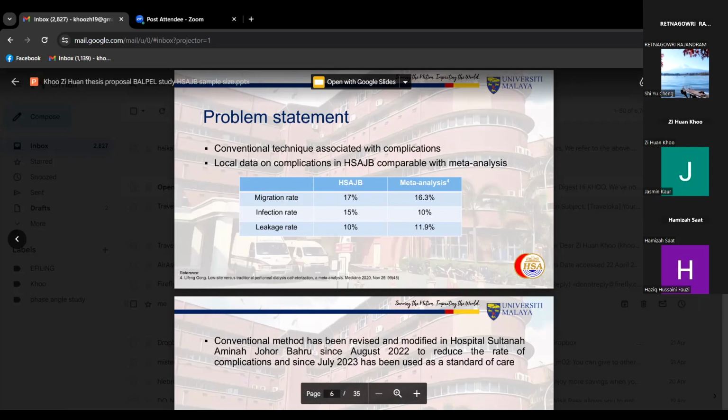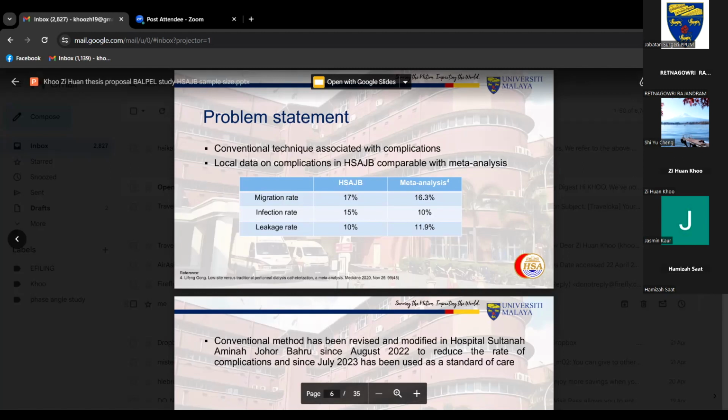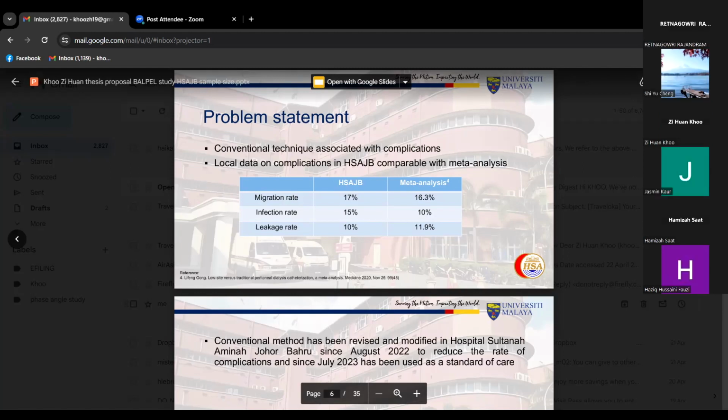Okay, so, yeah, sorry. Let me rephrase. Because this technique actually is not the gold standard per se. It is actually our own local setting modified technique that we have seen improving the outcomes. But we do not have any study about it actually.